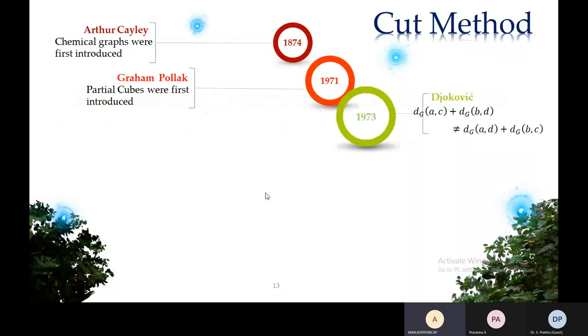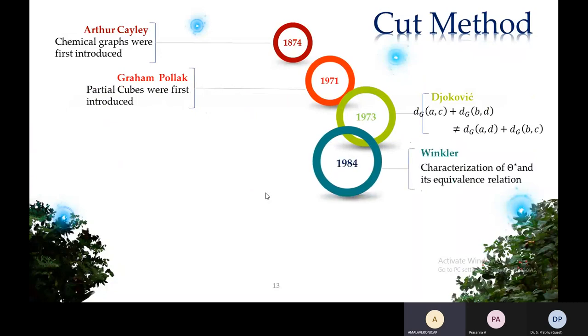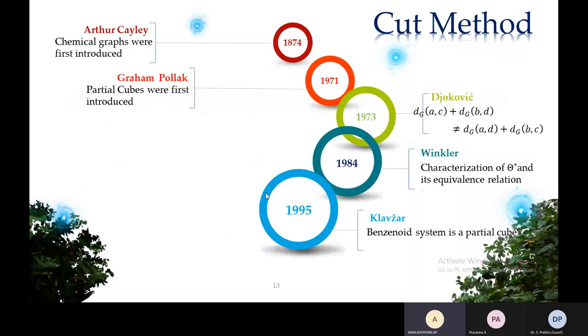From 1971, in 1973, Djoković gave a relation for this partial cube with respect to any two edges AB and CD: the distance between A and C plus the distance between B and D will not be equal to the distance between A and D plus the distance between B and C. So if you are taking two edges AB and CD satisfying this Djoković relation, you can call that a convex cut, or the removal of those two edges will result in a convex cut. And later, in 1984, Winkler characterized another relation called the theta star relation. And then in 1995, Klavžar proved that the benzenoid system is a partial cube.